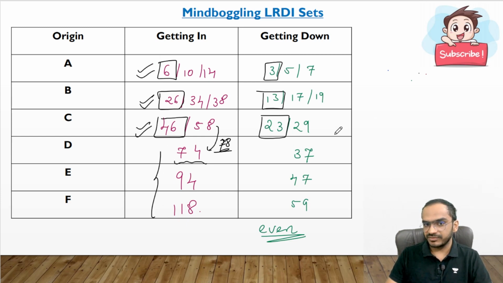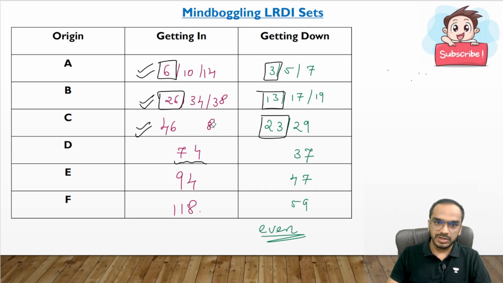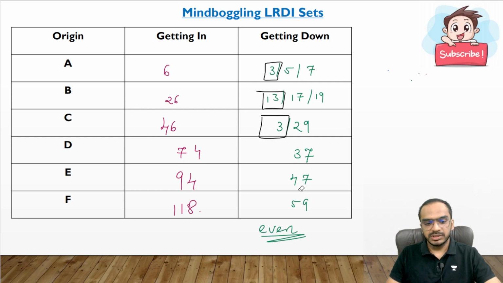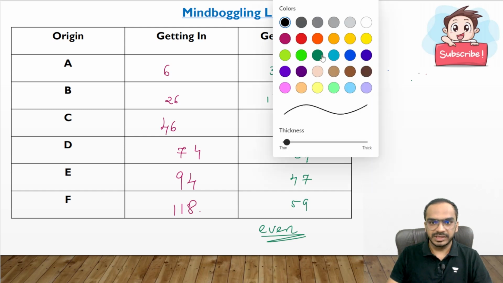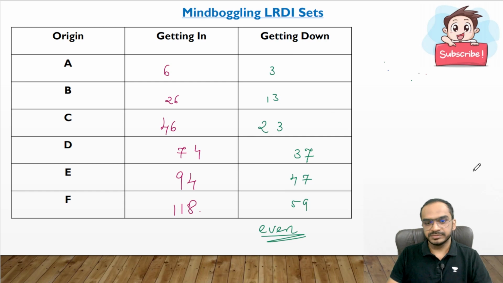Because these three are fixed, right? We cannot change them. And the difference should be minimum 20, right? Are we clear with this? So all the other options are gone. The only possibility that remains now is this. Now we need minimum of 20. So this is 23. This is the only possibility remaining.